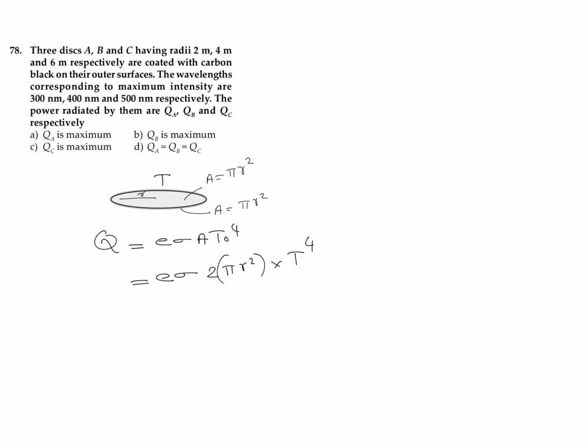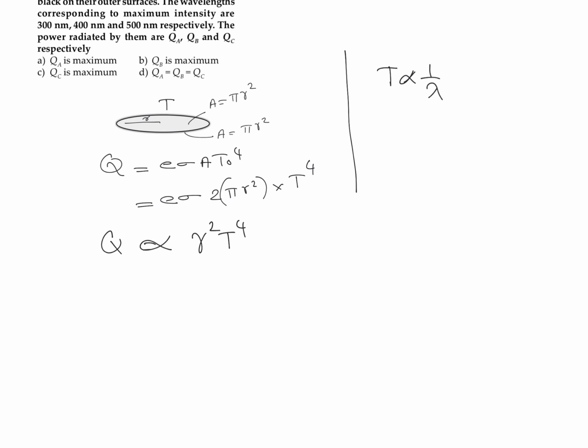But in the question, the wavelength corresponding to maximum intensity radiation is given. So from Wien's displacement law, we know that T is inversely proportional to lambda. By using that, we can write Q is directly proportional to the parameters which are varying, that is the radius, so r square and T raised to 4. And T is inversely proportional to lambda, so we can write r square into 1 by lambda raised to 4. Or you can write Q is directly proportional to r square by lambda raised to 4.